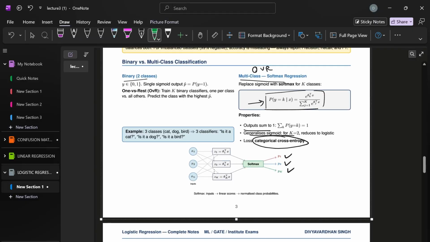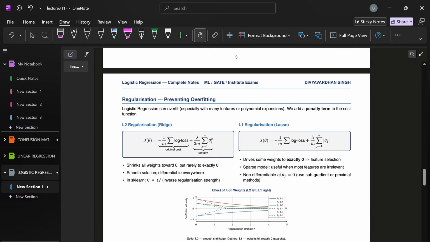Now we have to discuss some of the key properties of it. For example, all the output probabilities sum to 1. For k equal to 2, the softmax reduces back to the regular logistic regression formula. And this loss is called the categorical cross entropy. First we talked about the binary cross entropy, and now we have the categorical cross entropy. The second point is showcasing that if we put k equal to 2, then the categorical cross entropy converts to binary cross entropy.